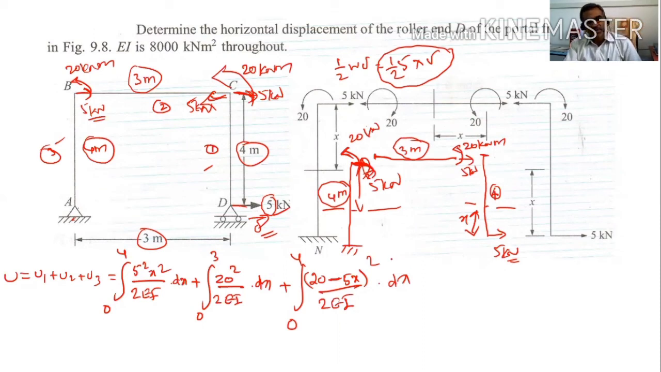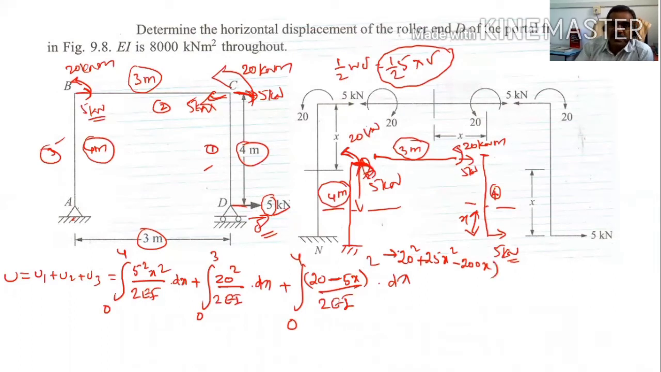Now we can find the value. This is (a minus b) the whole square. How can you write this? We can write 20 square plus 5x square, so 25x square, minus 2AB. 20 into 5 is 100, 100 into 2 is 200, so 200x. If you expand this equation, you will get this. So now you find the values.